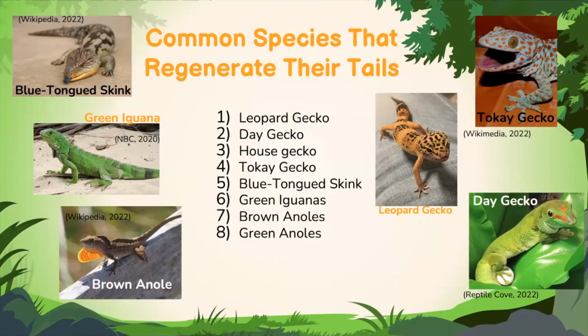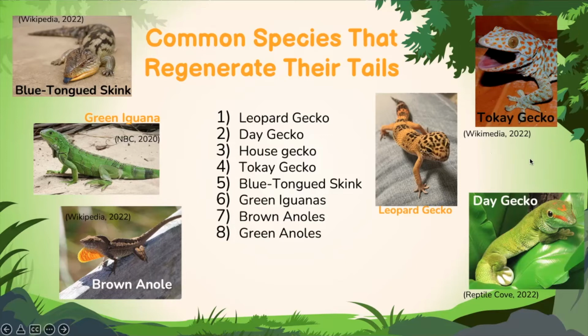So just a few species that can regenerate their tails. Number one, you have the leopard gecko, which you can see right here to the right. Number two, you have the day gecko down here in the bottom right corner. Number three, you have the house gecko, which I don't have a picture of, but it's the little geckos that you might see all the time running around your house. Number four is the tokay gecko, which is the blue gecko up here in the top right corner.